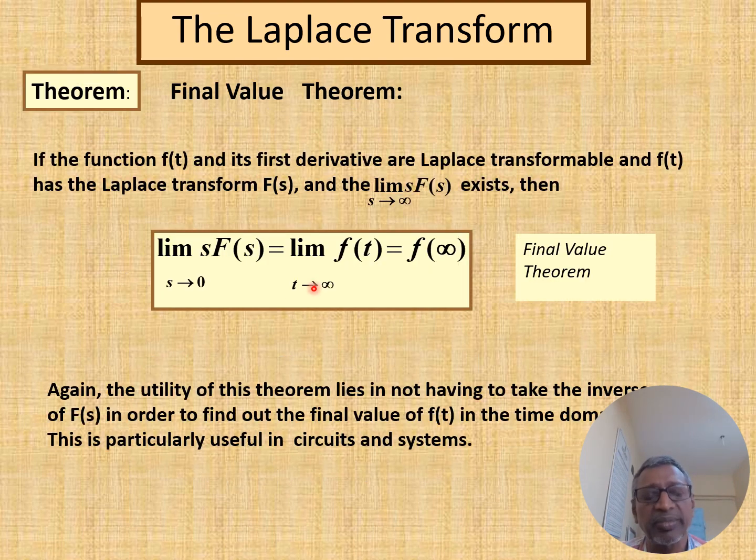And the final value theorem says if the function f(t) and its first derivative are Laplace transformable, and f(t) has a Laplace transform F(s), and the limit as s tends to infinity of s F(s) exists, then the same thing holds here, but the only difference is that t is going to infinity for the final value. Previously it was tending to 0, now it is tending to infinity, and the value is simply obtained by substituting in the function and simplifying; that gives the final value theorem. Again, the utility of this theorem lies in not having to take the inverse of F(s) in order to find out the final value of f(t) in the time domain. So this is particularly useful once again in circuits and systems.